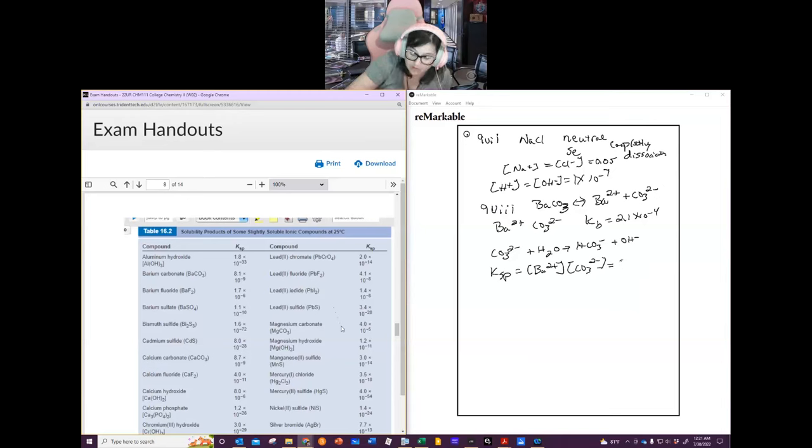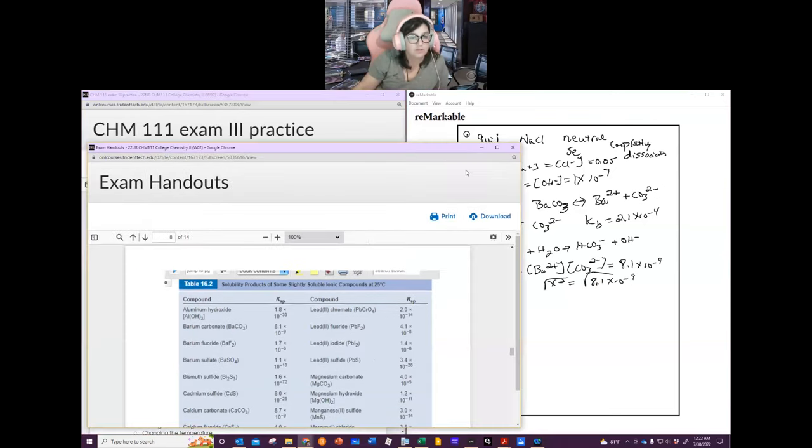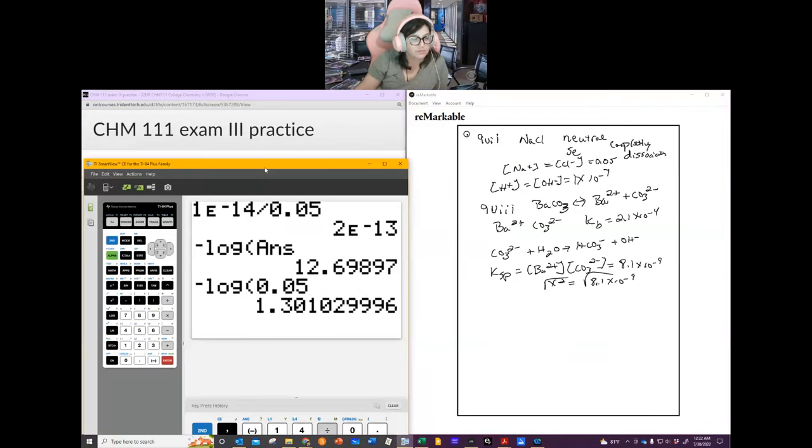And that equals 8.1 times 10 to the minus 9th. Okay. So 1 to 1, this is then an x squared. I take the square root of that. I take the square root of the 8.1 times 10 to the minus 9th. And that gives me my Ba and my CO3 2. Minimize this so I can look at a calculator.